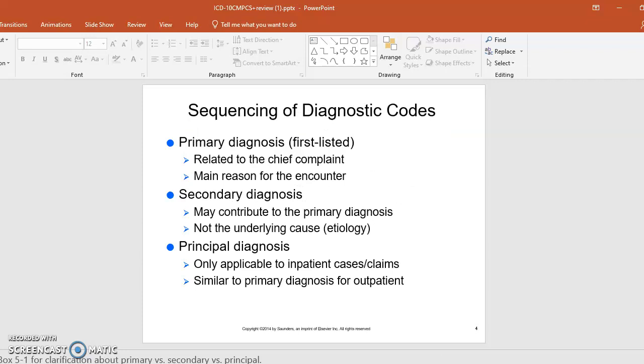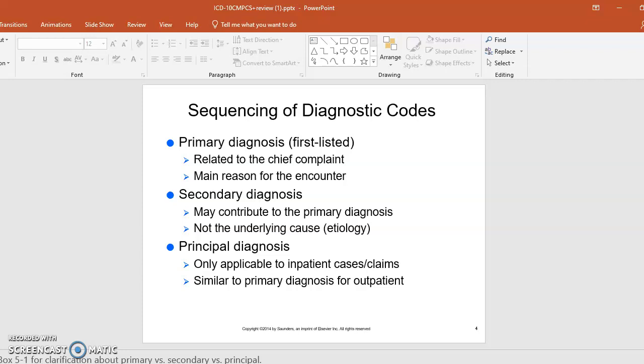Sequencing. We're going to talk a lot about principal diagnosis coming up here. You're going to have to pick out a lot of principal diagnoses in some of the assignments coming up. Let's start off with primary. Primary is the first listed. It's related to the chief complaint, on why they're coming in, and it's probably the main reason for the encounter.